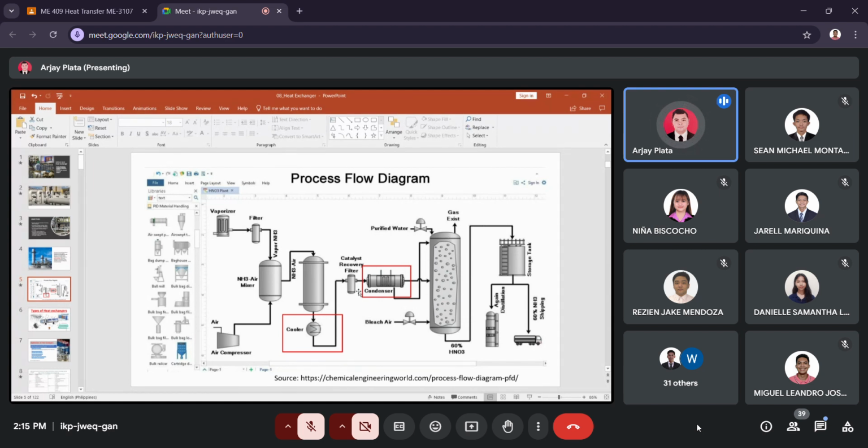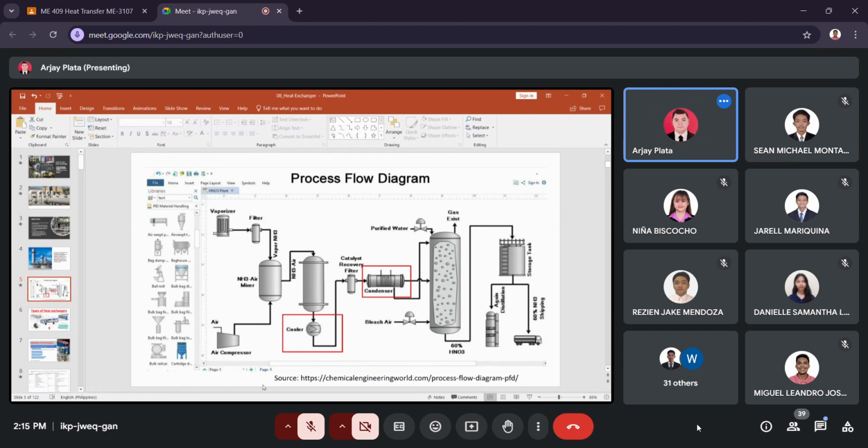So it should enter the cooler before it enters the other equipment. In this case, the ammonia is being cooled by a cooler. That's the purpose of a heat exchanger.